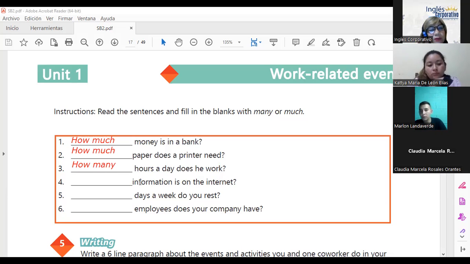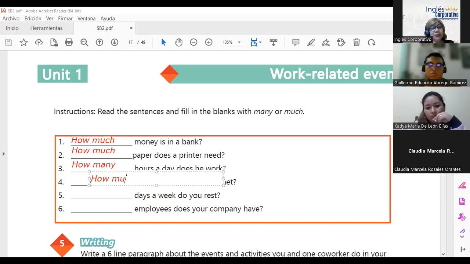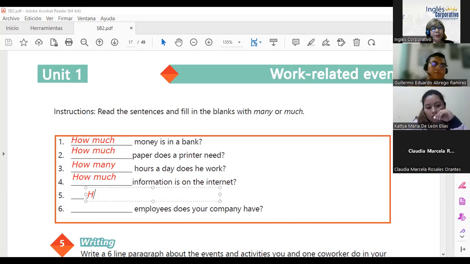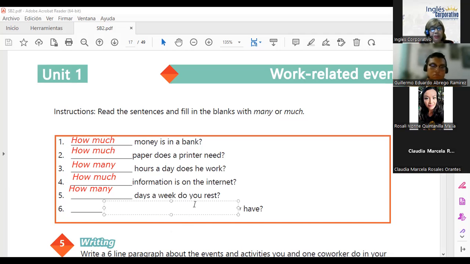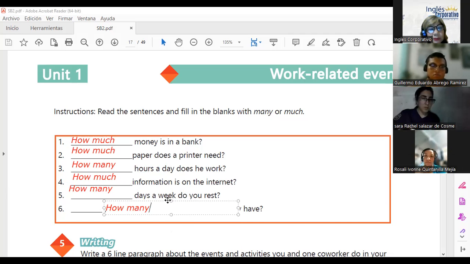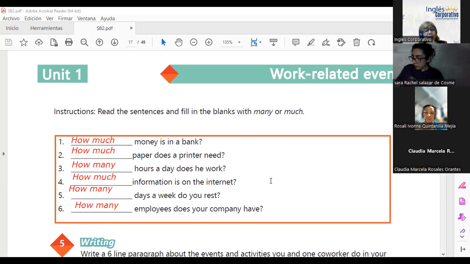Okay, the number four. Information is on the internet. What is it? How much. How much? Because the word information is an abstract word. Number five. Days a week. How many? Because you can count the days. Employees does your company have? How many? Very good. Okay, how many?